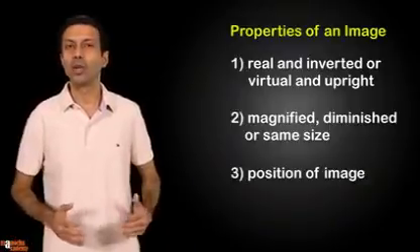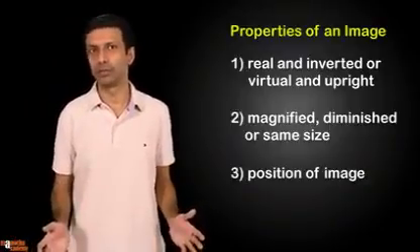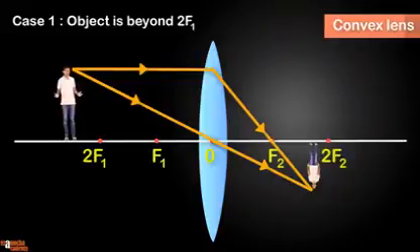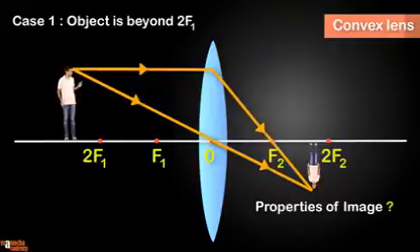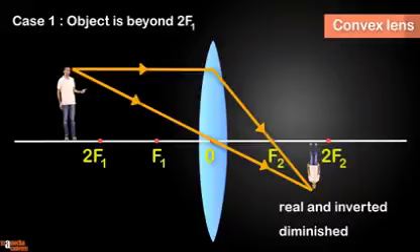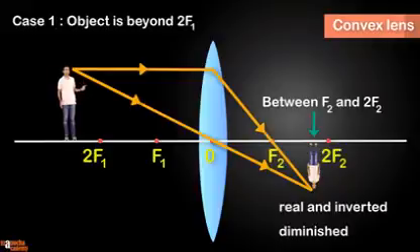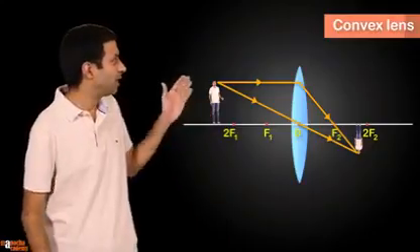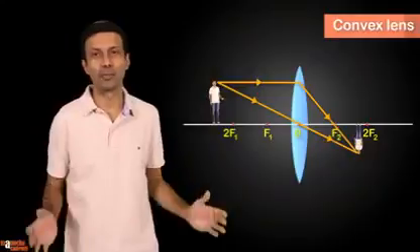And third, what is the position of the image? So what are the properties of the image here for case 1? That's right, the image is real and inverted. It's diminished. And as you can see, the image is formed between f2 and 2f2. You'll find similar diagrams in your textbook.